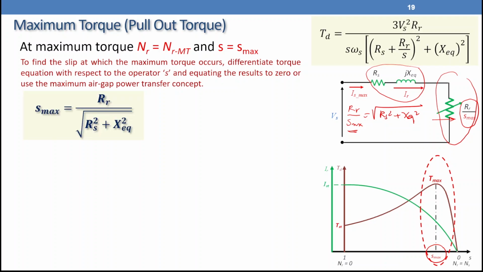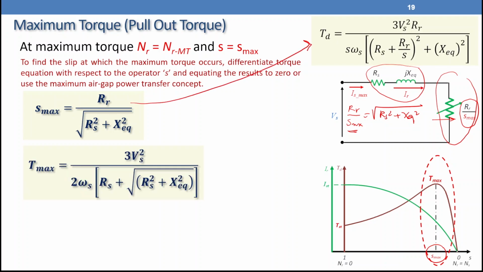When you do that, you are going to find that S maximum equals R rotor over root R stator square plus X equivalent square. Take this expression and substitute here. You are going to find that T maximum equals 3V supply square over 2 omega S times RS plus root RS square plus X equivalent square.